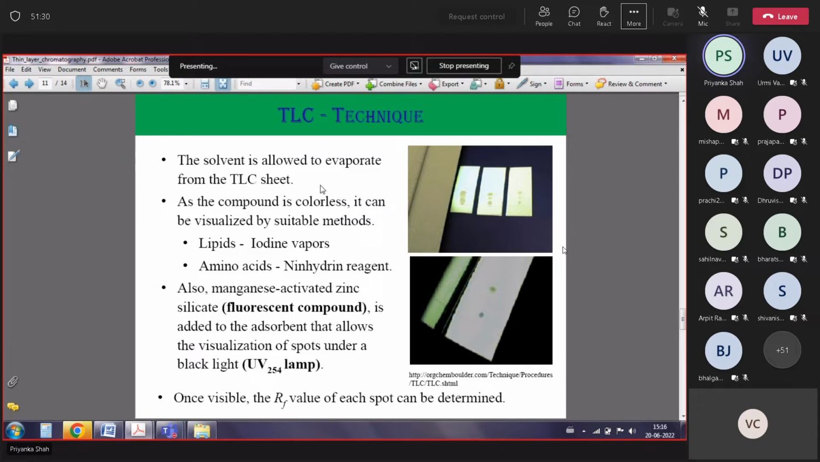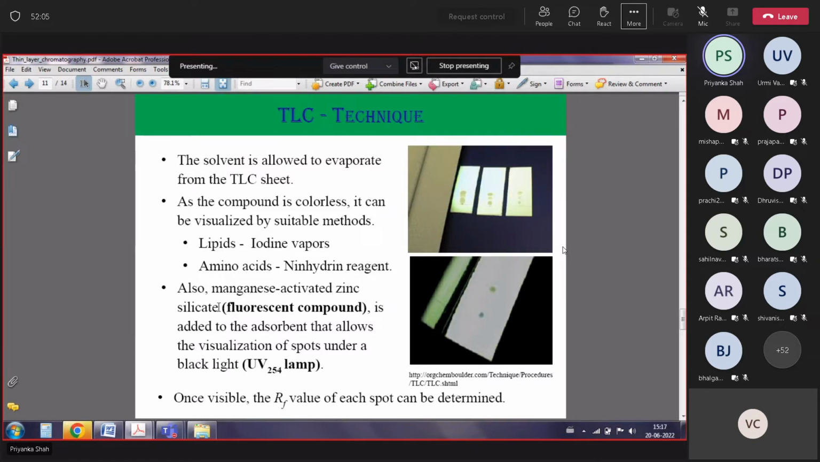The solvent is allowed to evaporate from the TLC plate, and as the compounds are colorless, they can be visualized by a suitable method. For lipids and colorless drugs, you can use iodine vapor. For amino acids, ninhydrin reagent readily forms a complex with the amino acid and gives a colored complex.